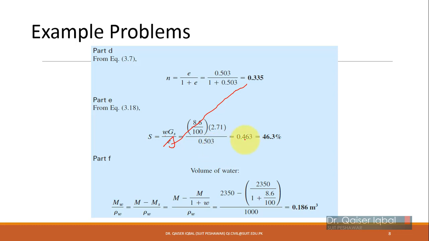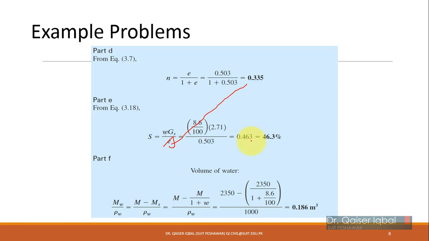In solving, you get 0.463 as saturation ratio. You can write it as 0.463, or 46.3%. It's up to you. So 46.3% means that 46.3% of the voids are saturated with water, while the remaining roughly 53.7% of the voids are filled with air. So the soil is not fully saturated in this case.